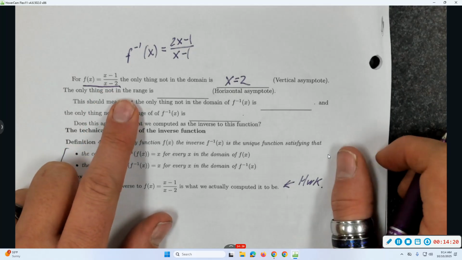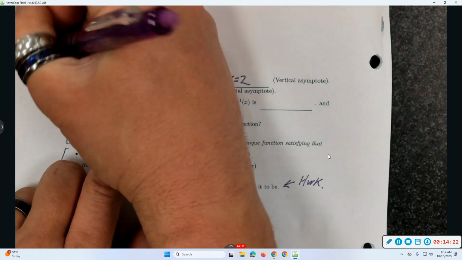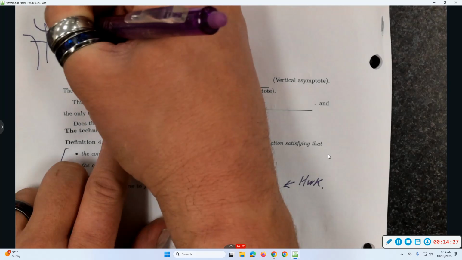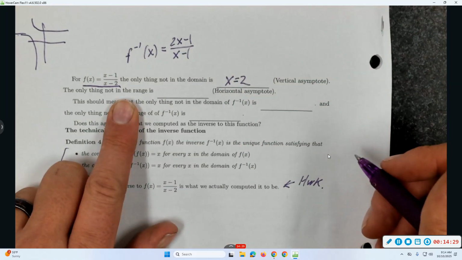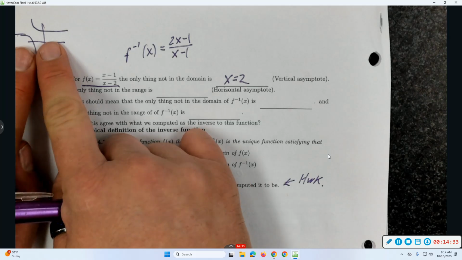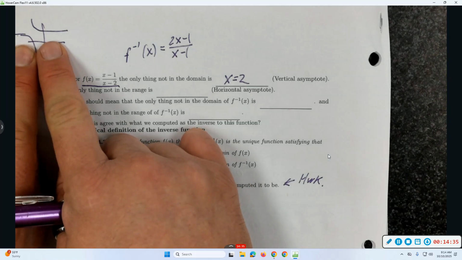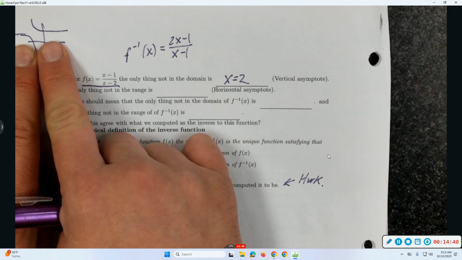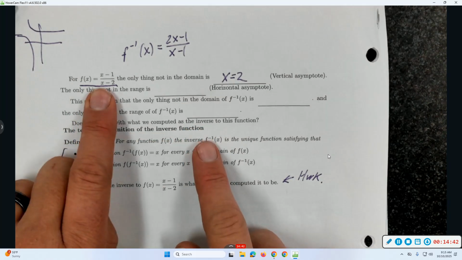If you picture the graph of this thing, you know what the graph will look like. I don't really care where. It'll look something like that. Some shifted, maybe flipped copy of 1 over x. So the only thing not in the range is the horizontal asymptote. This thing never crosses its horizontal asymptote. Some things do, this doesn't. Where's the horizontal asymptote of this thing?